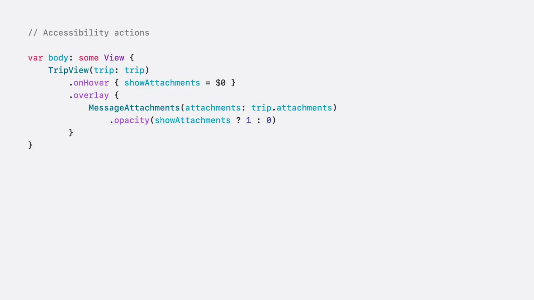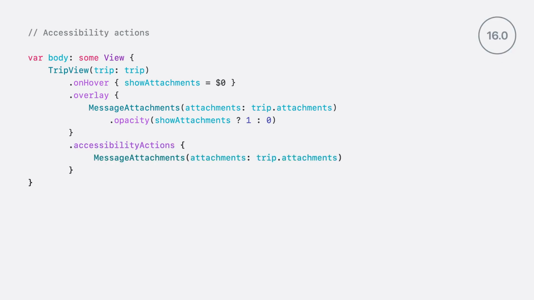Here's the hoverable overlay for the trip view. To make these controls easier to access, I can turn them into custom actions on the trip view. The Accessibility Actions modifier accepts the same view for the trip attachments. It extracts controls and transforms them into custom actions on my trip view. Now, the same logic can be shared for the overlay and the custom actions for the trip view. With this change, VoiceOver can now perform each attachment without having to present the overlay.